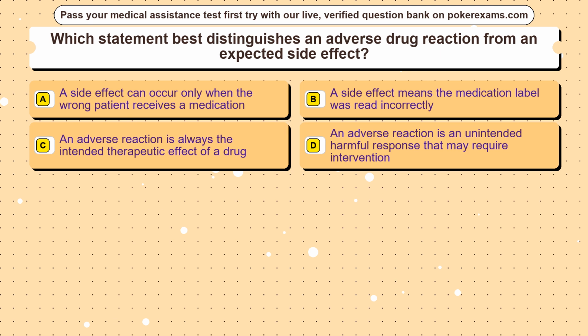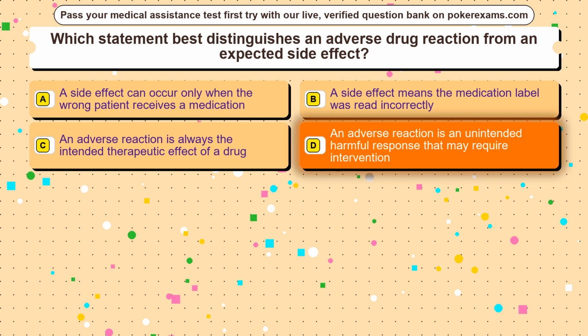Question 100. Which statement best distinguishes an adverse drug reaction from an expected side effect? Option A, a side effect can occur only when the wrong patient receives a medication. Option B, a side effect means the medication label was read incorrectly. Option C, an adverse reaction is always the intended therapeutic effect of a drug. Option D, an adverse reaction is an unintended harmful response that may require intervention.